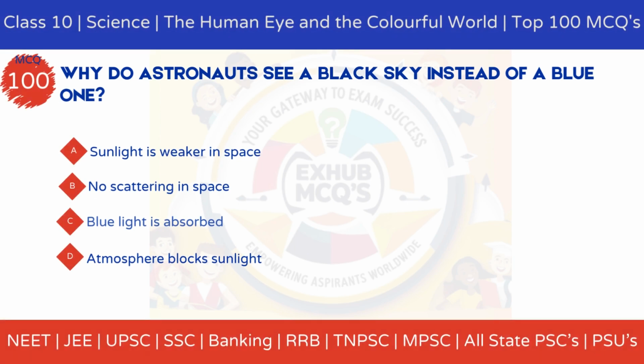Why do astronauts see a black sky instead of a blue one? Option A, sunlight is weaker in space. Option B, no scattering in space. Option C, blue light is absorbed. Option D, atmosphere blocks sunlight.